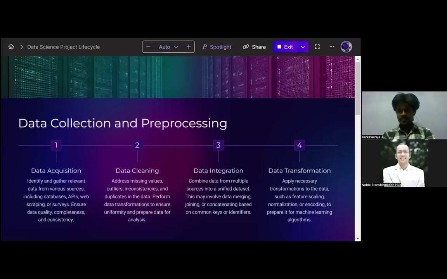Then you have data cleaning. Data cleaning means you have to address missing values, outliers, inconsistencies, and duplicates in the data, performing different data transformations to ensure uniformity, preparing data for analysis. That is what data cleaning is.